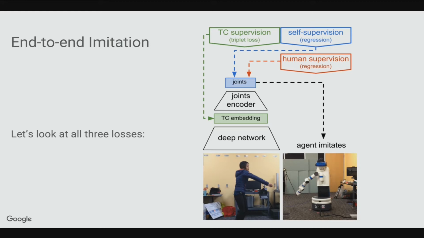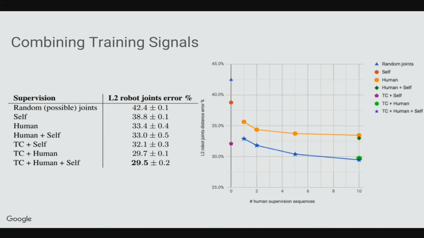And you can put everything together, right? So you have a deep network that maps images to this time contrastive embedding. You can use the encoder that you've learned for the joint angles to match this embedding to the joints. Whether it's using self-supervision or human supervision, you can project them basically into the same space and learn something that goes all the way between a human and the robot imitating what the human is doing. And in practice, it works pretty nicely.